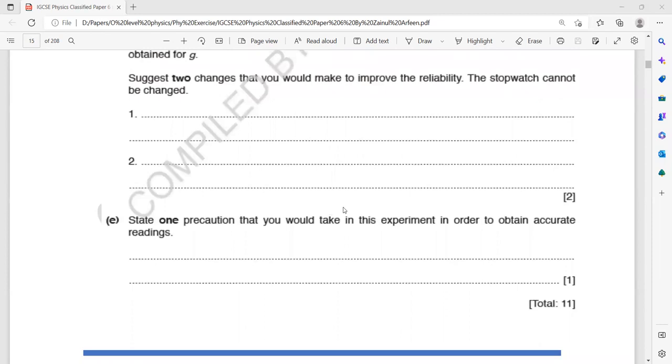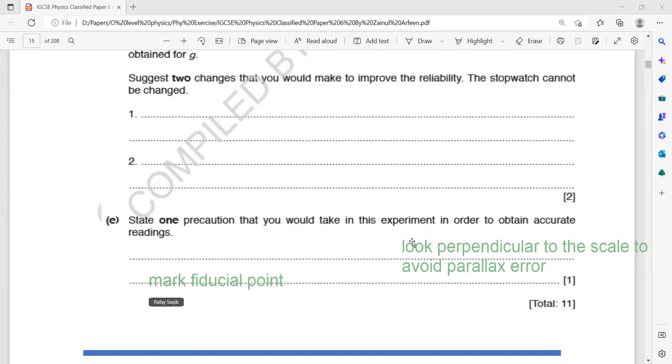State one precaution that you would take in this experiment to obtain accurate readings. What should the precaution be? Read perpendicular to avoid parallax error. Yes, good. Read perpendicular, or reset the stopwatch. The stopwatch must be reset when you are measuring a time. Also mark the mean and extreme positions, or the meter rule should avoid parallax error. Mark the fiducial points, where fiducial points refer to the mean and extreme positions.